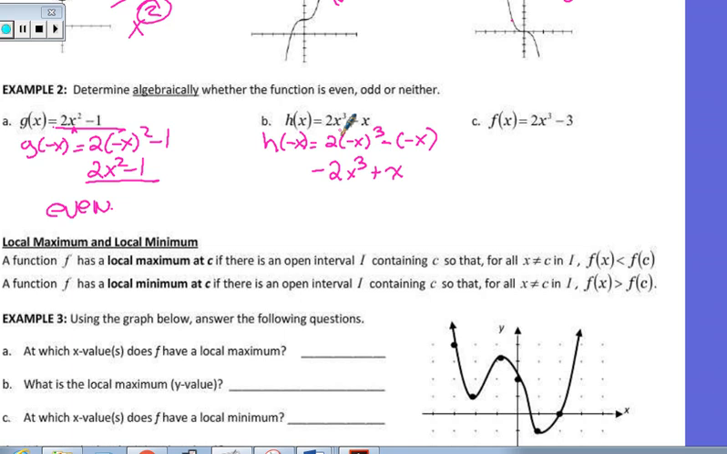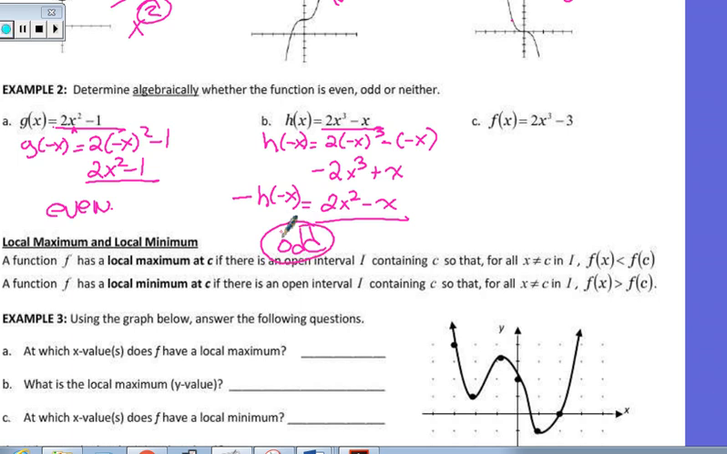So now we're going to take this function here that we just found and negate it. So we're going to find negative h of negative x, which means we're going to change the sign here and here. So it's going to get me 2x cubed minus x. Now these two match up, so this function is considered to be odd.